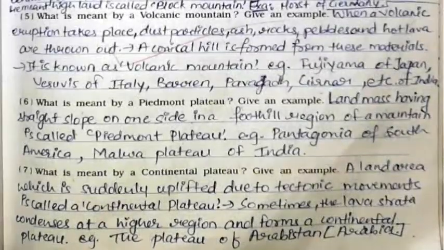Seventh, what is meant by a continental plateau? Give an example. A land area which is suddenly uplifted due to tectonic movements is called a continental plateau. Sometimes the lava strata condenses at a higher region and forms a continental plateau. Example, the plateau of Arabistan, that is Arabia.